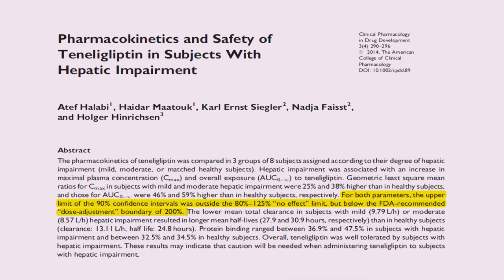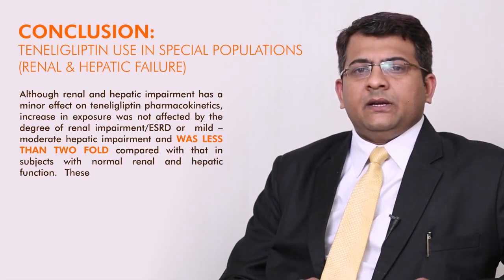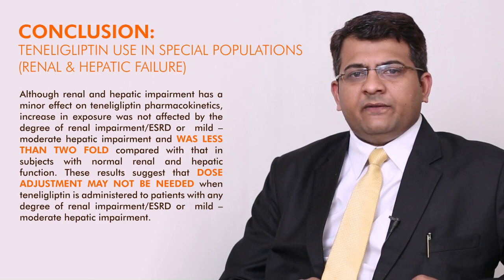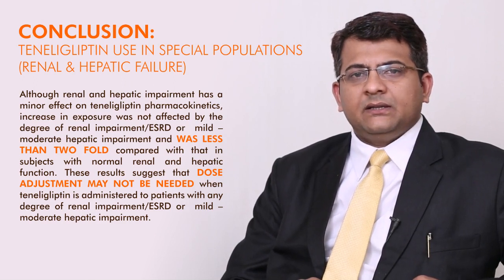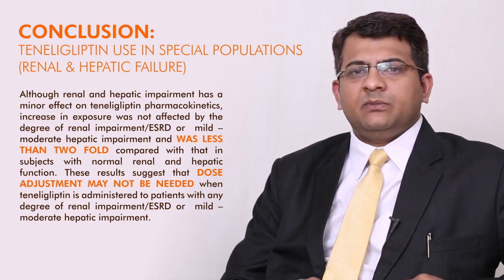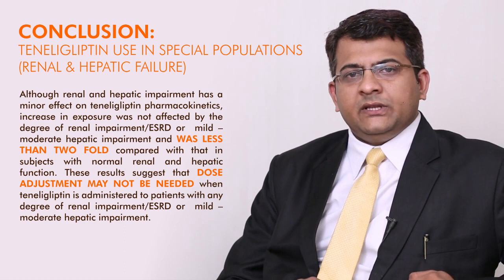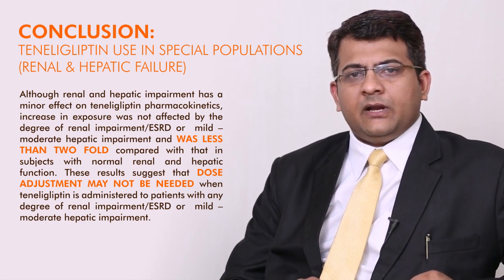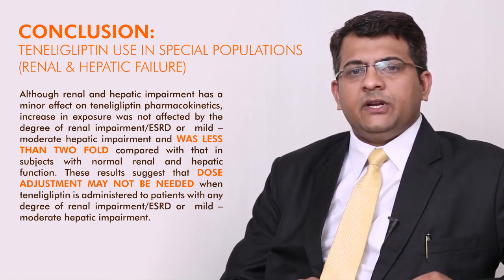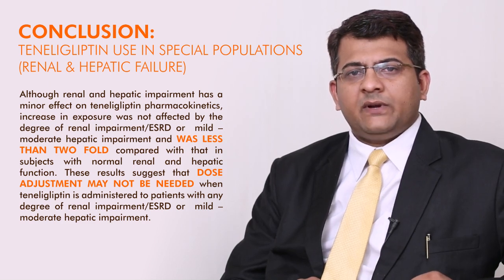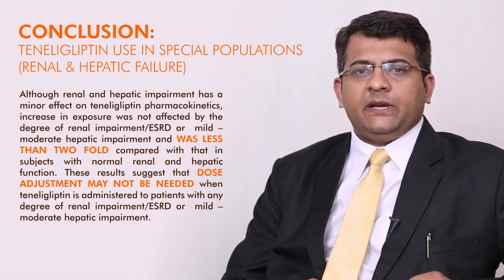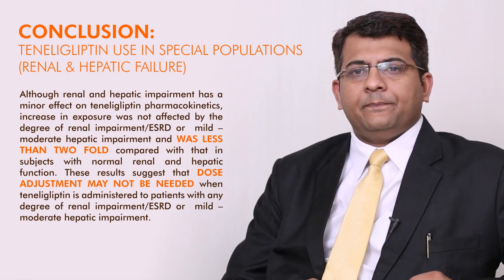For severe hepatic impairment, we don't have experience, so it is better to avoid. So in conclusion, yes, in renal and hepatic impairment, there will be a minor effect on teneligliptin kinetics. There will be a little bit of rise in the concentration, but that rise is less than twofold compared to when used in subjects with normal renal or hepatic function. So we need not modify the dose in any form of renal failure and in mild to moderate hepatic impairment.